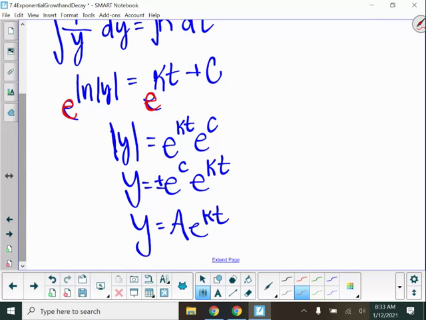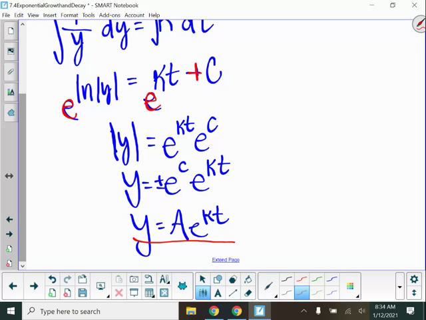And so that's e to the kt times e to the c, because when you have e to two things that are being added, that's the same thing as multiplying originally. We can get rid of the absolute value by putting a plus or minus in front of the e to the c. And then e to the c is actually just going to be some type of constant A. So this formula here, y equals A times e to the kt, is going to be a typical solution for a differential equation where you have some constant times the original function of whatever y was.